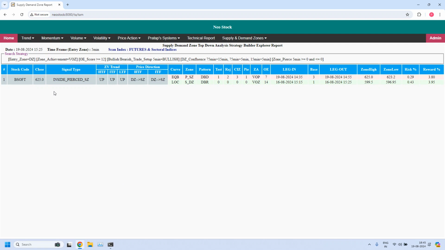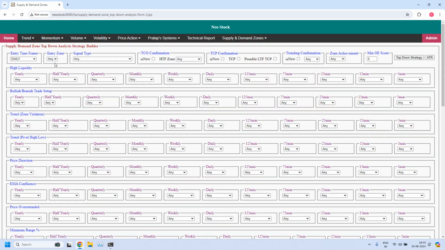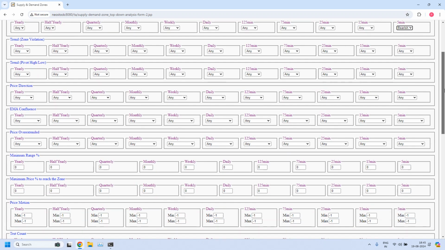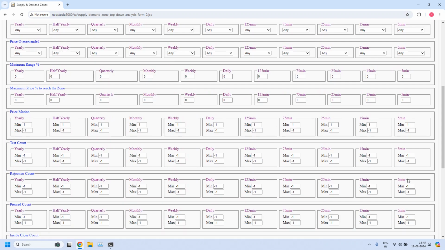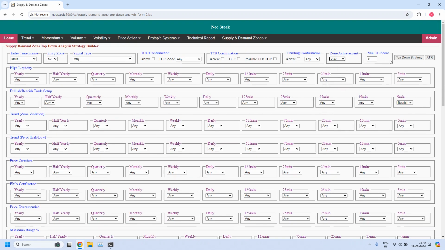So this is about bullish trade setup for hourly income trade. Next report is a bearish trade setup for hourly income trade. Entry time frame is 5 minutes. Entry zone, supply zone. In bullish or bearish trade setup at 5 minutes, I am selecting bearish, and this 5 minute supply zone should not be pierced. So in the pierced count in 5 minutes, minimum value 0, maximum value 0. Zone achievement, violated opposing zone, minimum order enhancer score is 12.